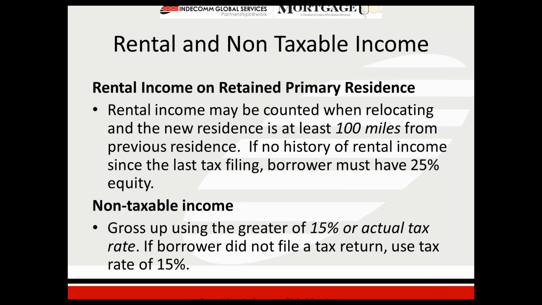Non-taxable income, for those income sources which are not taxed, like Social Security income, you can gross those up for qualifying, but you have to use the greater of 15% or the actual tax rate. In the past, FHA published that as 25%, but now with the 4000.1 guidelines, you have a 15% or actual tax rate. You can refer to the IRS form for income tables as well.